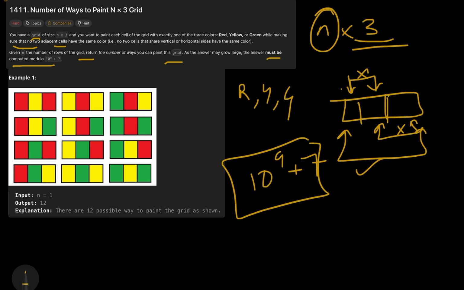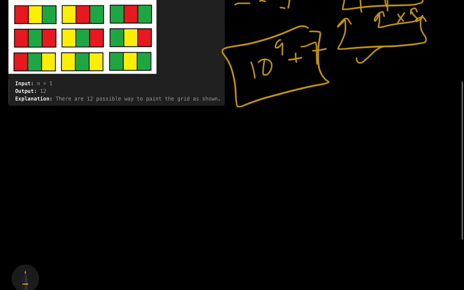Okay, so it says you are painting an n cross 3 grid using three colors, which are red, yellow, and green, and no two adjacent cells have to be the same. The solution needs a smart observation, and each row must have a unique pattern. Okay, so how will we solve this? Let's see. So the key idea is each row has only two pattern types.